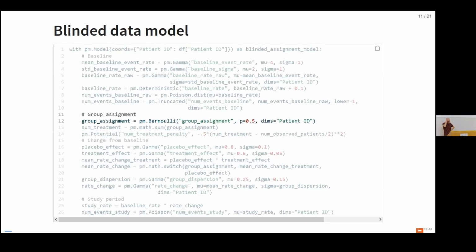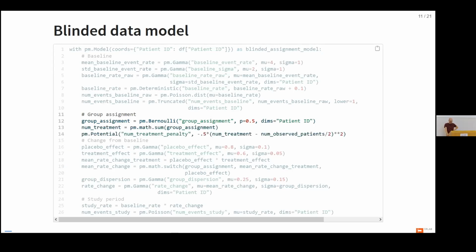And in fact, it's basically just a one-line change. In this case, it's a three-line change, four if you include the comment. So this group assignment variable is assumed to be drawn from a Bernoulli distribution with p of 0.5. In other words, for each patient, it's equally likely that the patient is in the treatment arm or in the placebo arm.